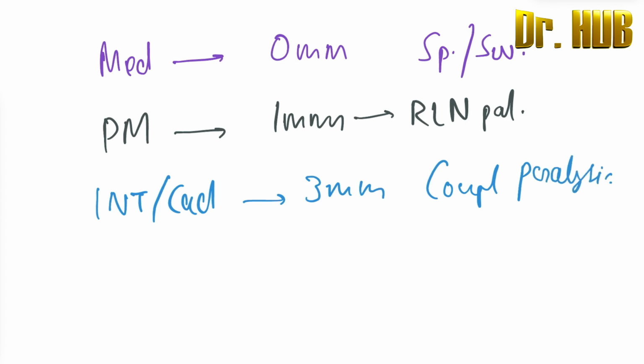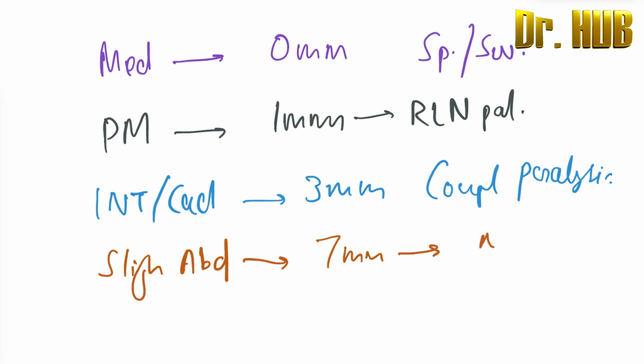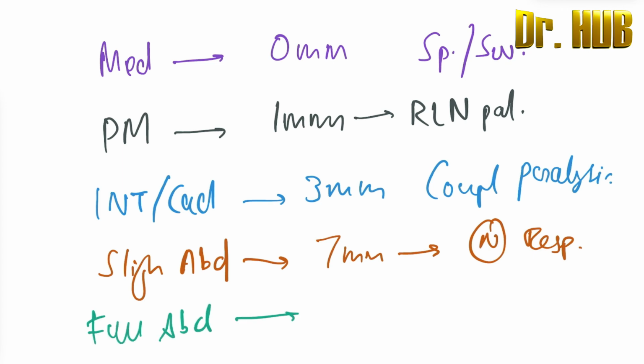Next will be the slight abduction. So the slight abduction will be 7 mm and this will involve the normal respiration. Lastly, we have the full abduction. The full abduction, it goes up to 9 mm. So 9 mm, this will include the strained respiration.